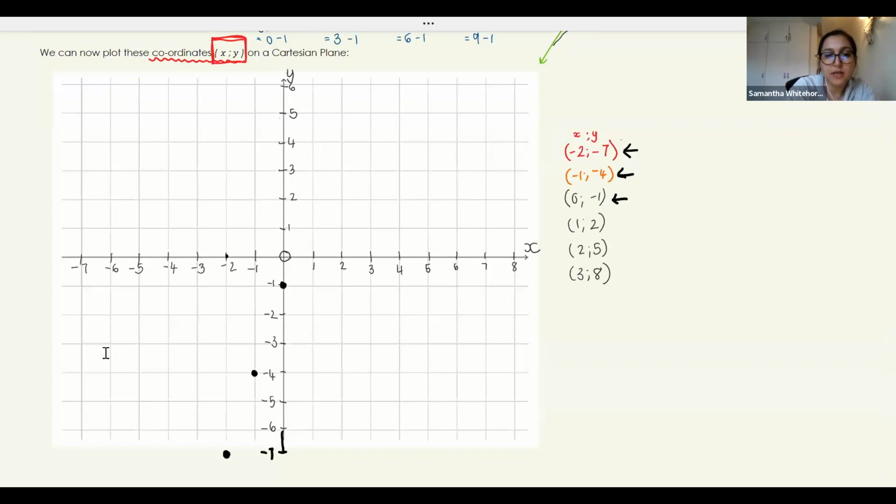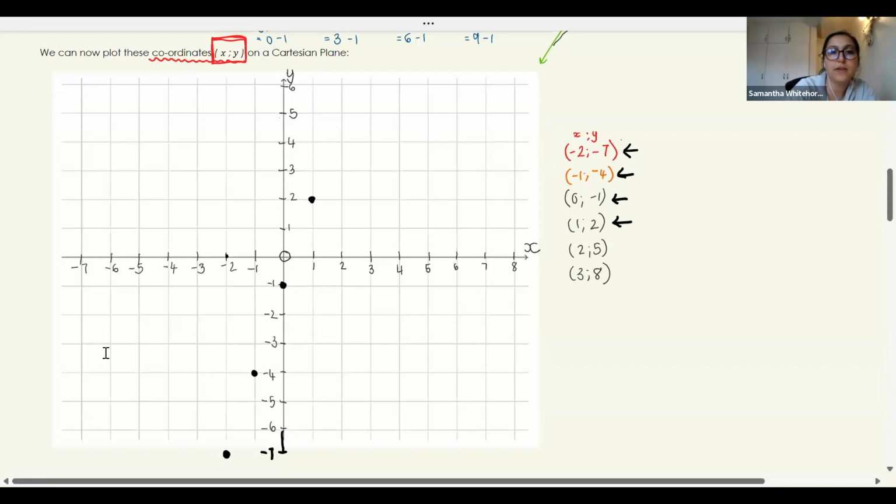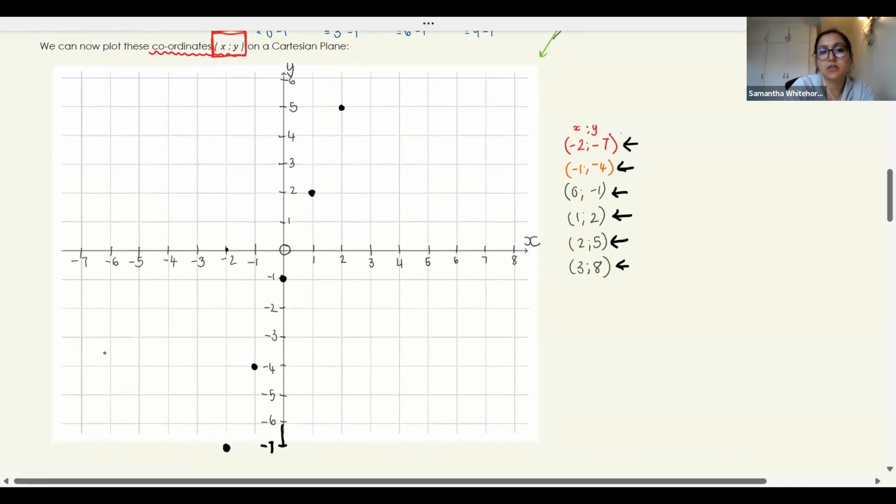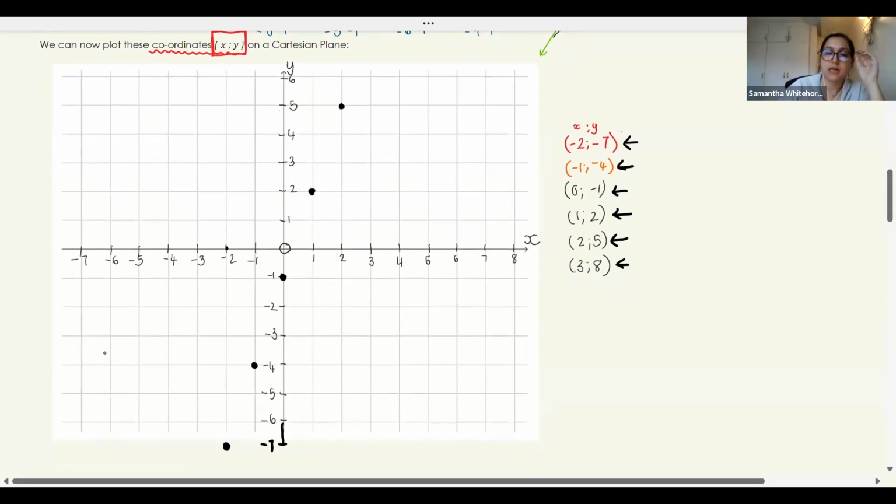So that third point that I've just plotted was at 0, -1. The fourth one is +1, +2. The fifth is 2, 5. And the sixth one, again, I don't have enough space on my axis, so I'm just going to leave it, but we could extend our axis. Now, what you need to remember is that these points represent a relationship between x and y.